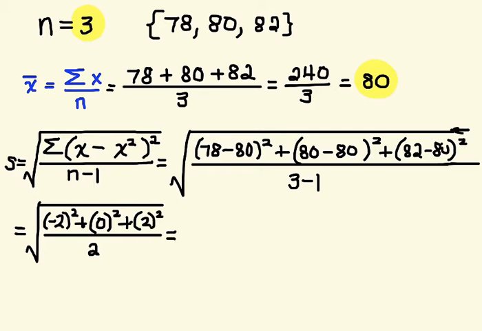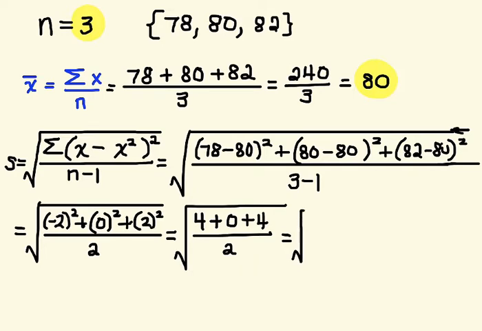And let's finish this off. Negative 2 squared is 4. 0 squared is 0. 2 squared is 4. And this is all divided by 2. So this becomes the square root of 8 divided by 2, which is the square root of 4. And the square root of 4 is 2.